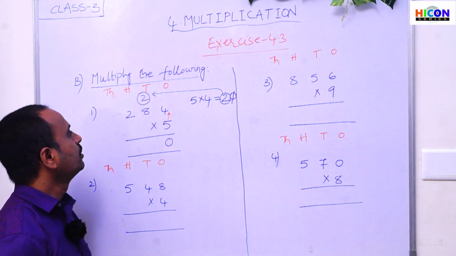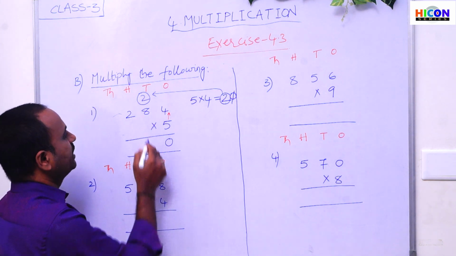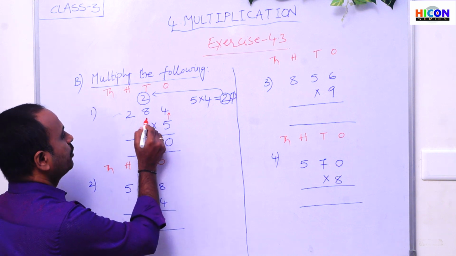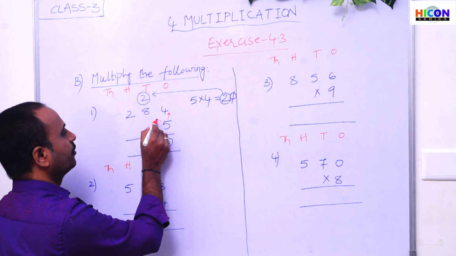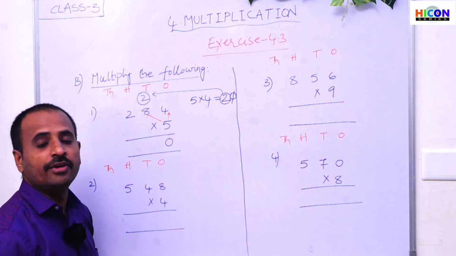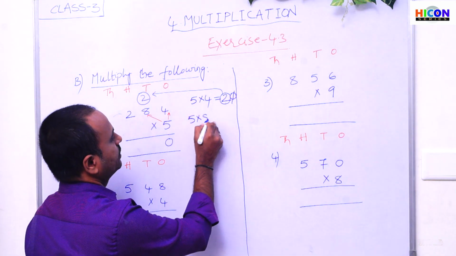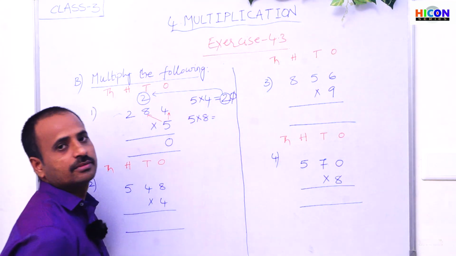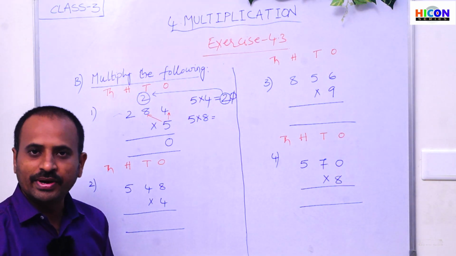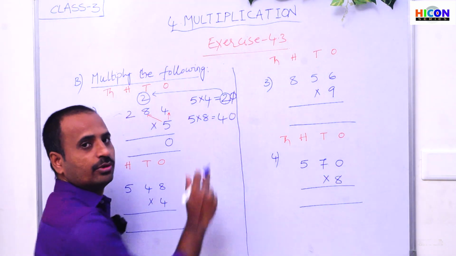Now do the multiplication with the tens place. What is present in the tens place? 8 is present in the tens place. Multiply this 8 with 5, that is 5 into 8. Children, 5 eights are how much? 5 eights are 40. So 40, and it is also a 2-digit number.